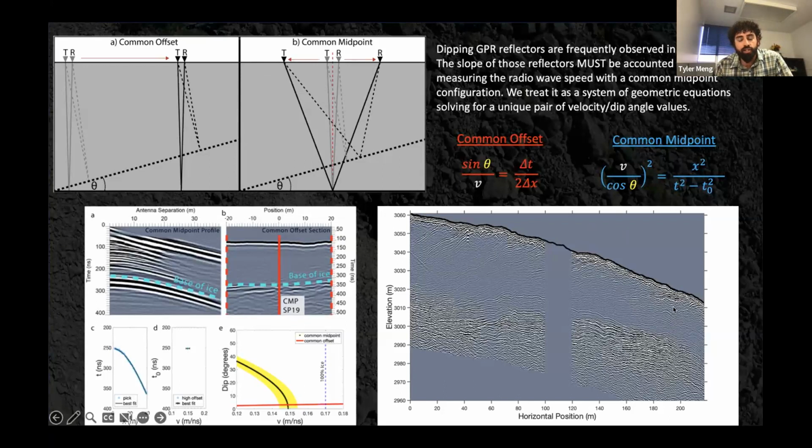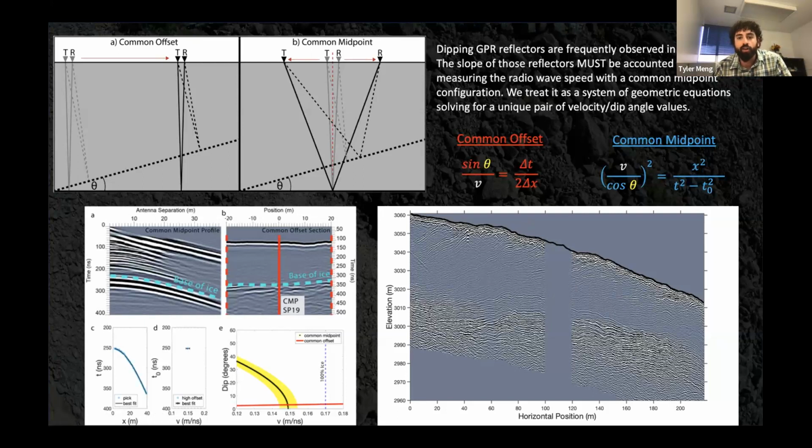And then here's just a quick sneak peek of a future radargram, but you can see that there's just a ton of dipping reflectors in some rock glaciers. They've been documented in several sites around the world. So this just shows that it's really important to account for that reflector dip when you're correcting for that radio wave speed.